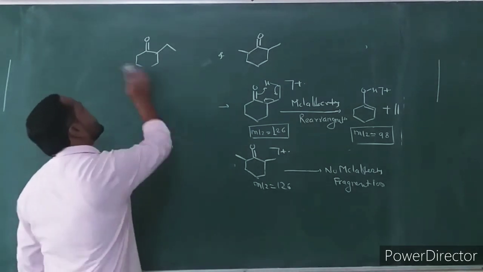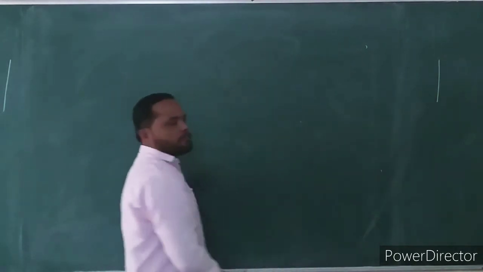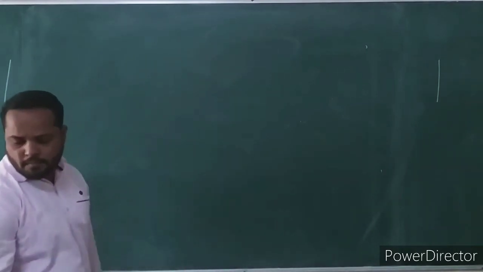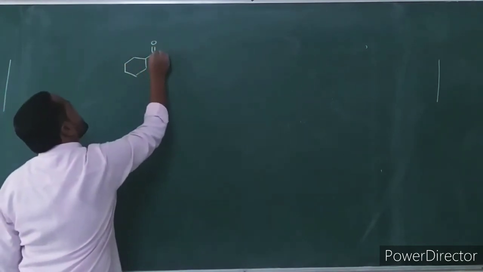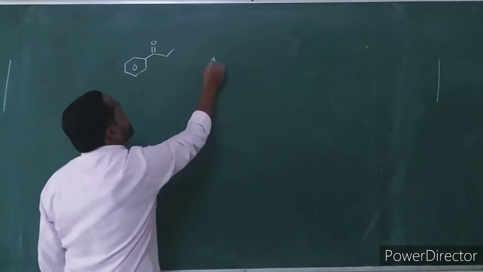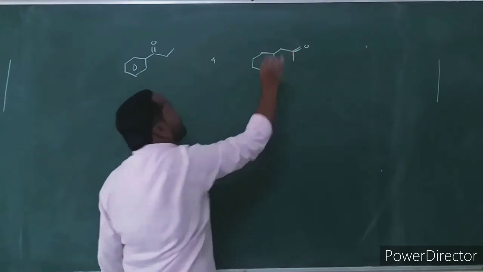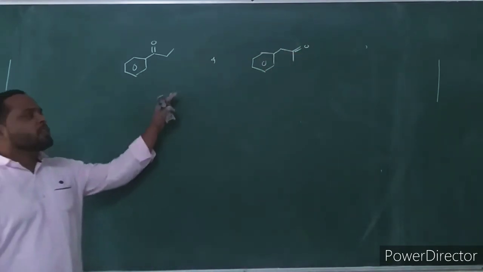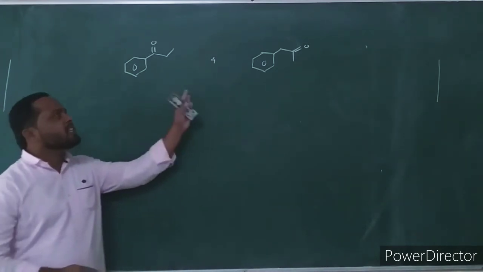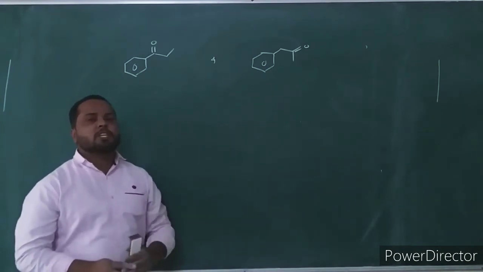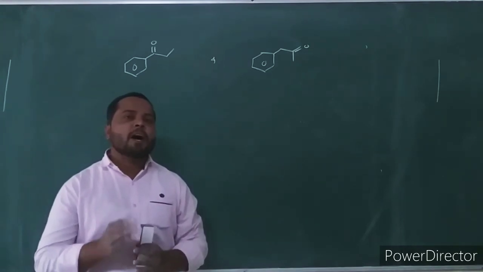Then consider one more example. Consider another example. How will you distinguish these two compounds with the help of mass spectrum? These are two isomeric compounds, the isomeric ketones. The position of the carbonyl is different. How will you distinguish these two compounds with the help of mass spectra?